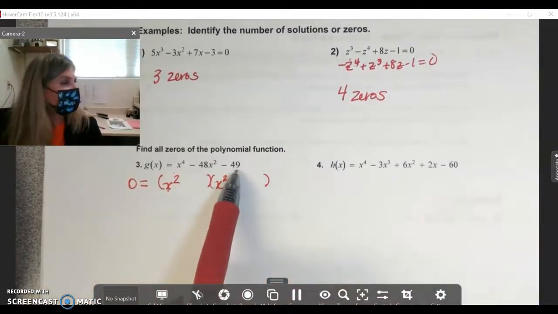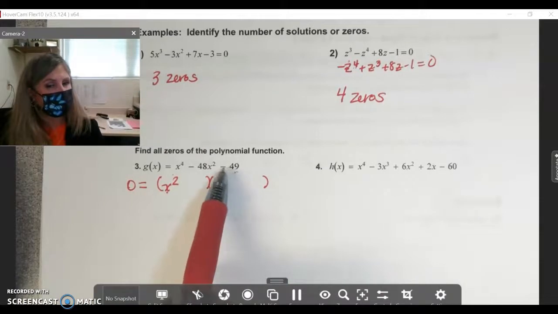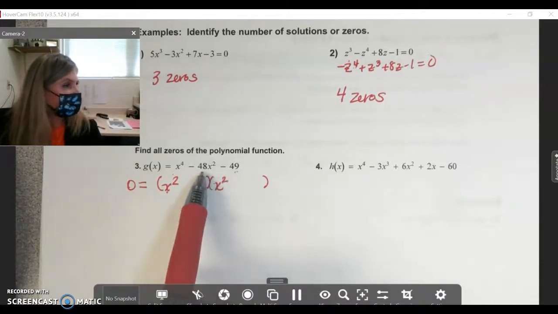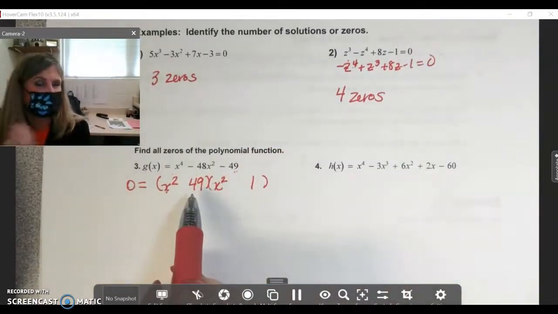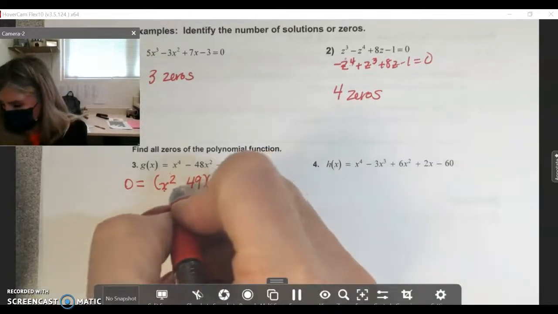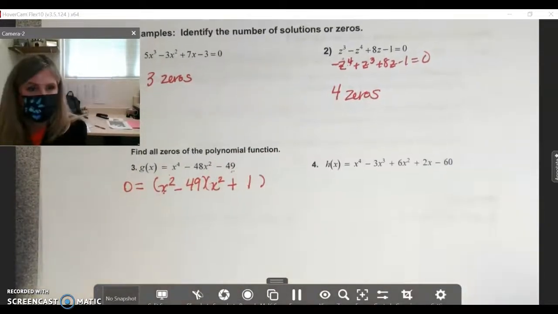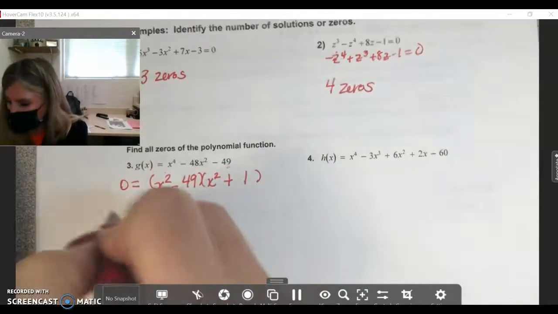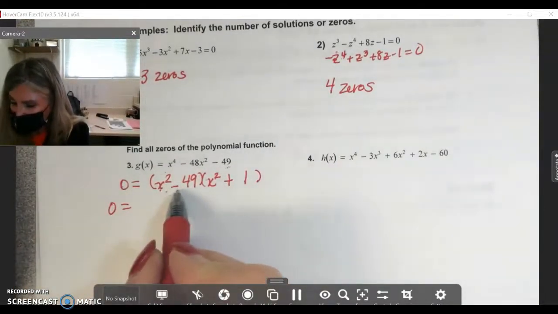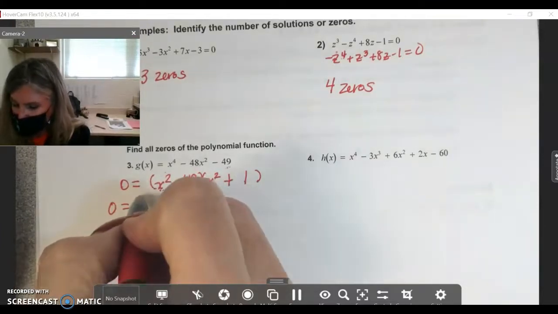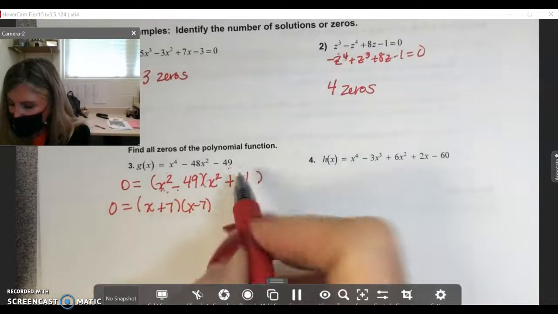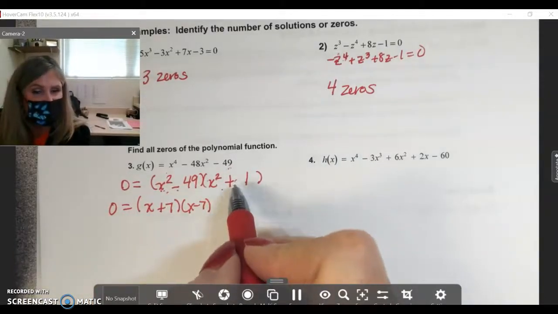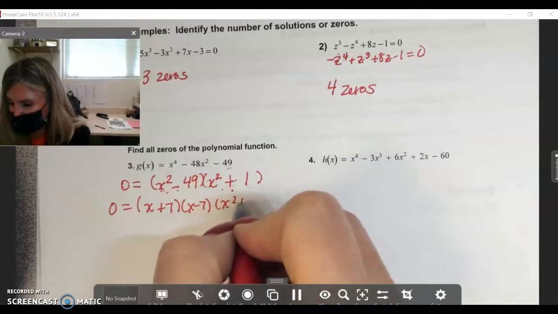Now we need to look here. What are numbers that multiply to be 49 that subtract to be 48? 49 and 1. What about the signs on this? Yeah, this should be negative, this should be positive. So we want to keep factoring as much as we can. How would this factor down? This is the difference of 2 perfect squares. So how does it factor? And this one is the sum of 2 squares. This cannot be factored further, so we just leave it as is.